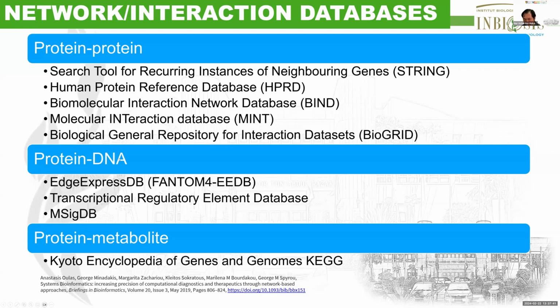For protein-DNA, we have three examples here: ExpressDB, Transcriptional Regulatory Element Database, and MSeqDB. And lastly, for protein-metabolites, the best one is still KEGG at the moment, because it's manually created, and all the pathways and all the compounds that are produced by those metabolic pathways are listed in that database as well.